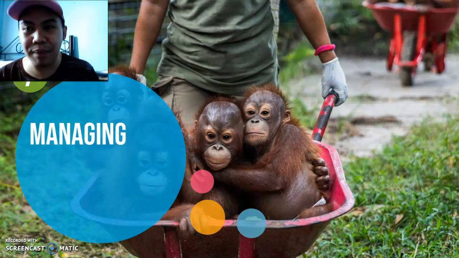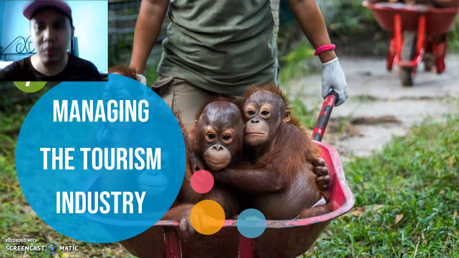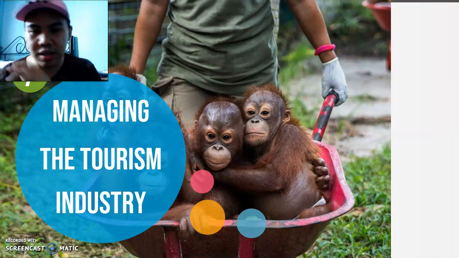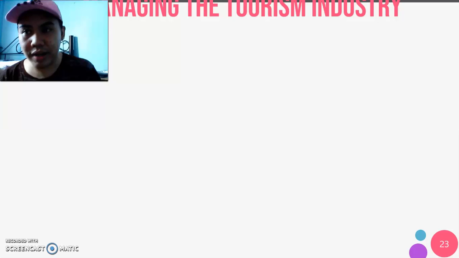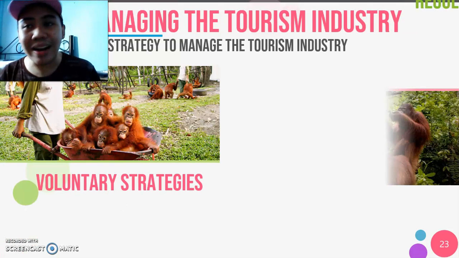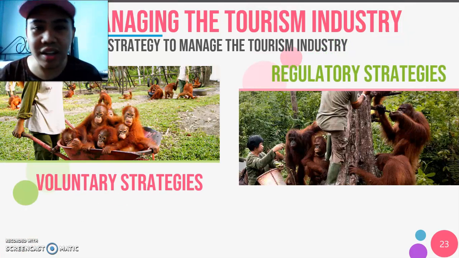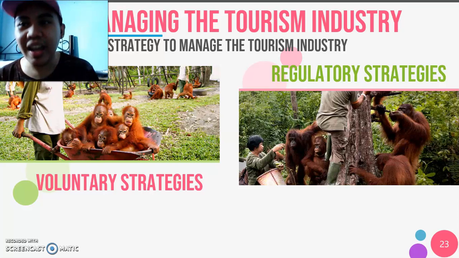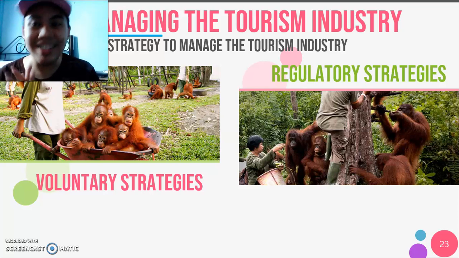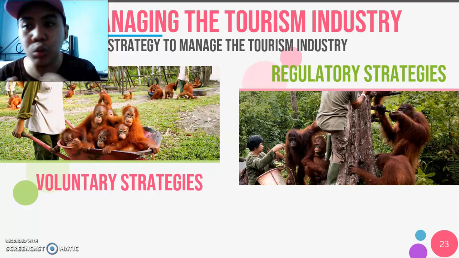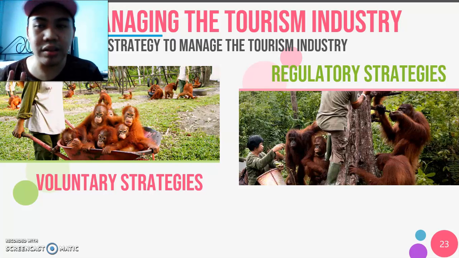Okay, so last but not least is managing the tourism industry. We want to conclude our chapter today with managing the tourism industry. So how do we want to manage the tourism industry? There are two strategies to manage the tourism industry. This is the general way you want to manage it. Two strategies: first is the voluntary strategy, and second is the regulatory strategy.